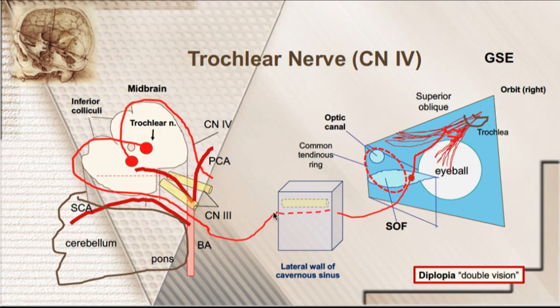Then it pierces the arachnoid and dura mater in the area of the lateral wall of the cavernous sinus. The nerve enters the orbit via the lateral part of the superior orbital fissure, outside of the common tendinous ring, then goes medially and supplies the superior oblique muscle. The primary function of the superior oblique muscle is the intorsion, medial rotation of the eyeball clockwise, which leads to slight abduction and depression of the eyeball.